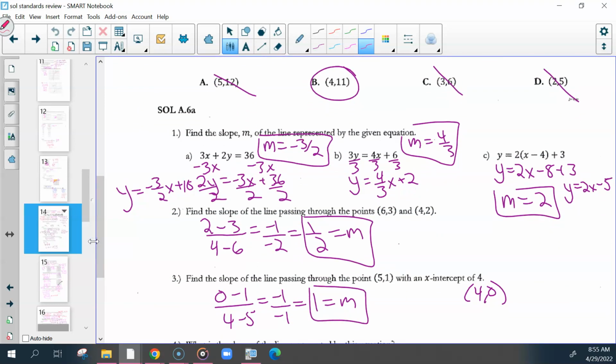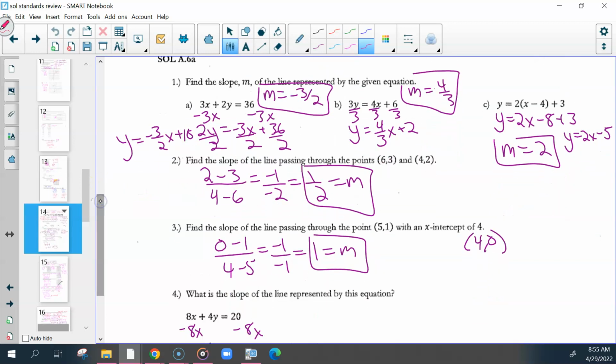Moving on to SOL A.5d. That is all about slope, finding slope. So these could be done algebraically or graphically on Desmos. Algebraically, you will need to solve it, get it in slope-intercept form, and find the slope. So -3/2, +4/3, and 2 were your slopes for those 3. If you did it on Desmos, you could put in the equation given and count your slope on the graph.